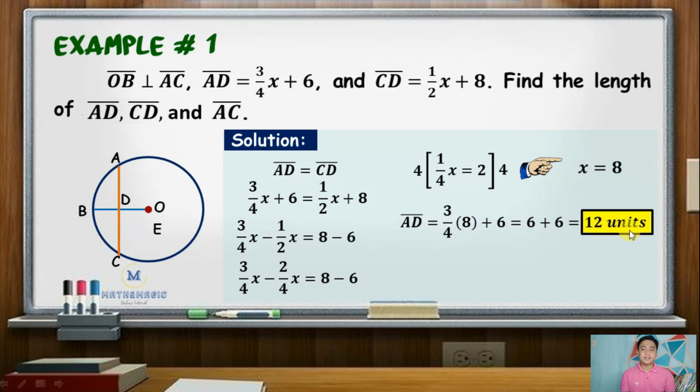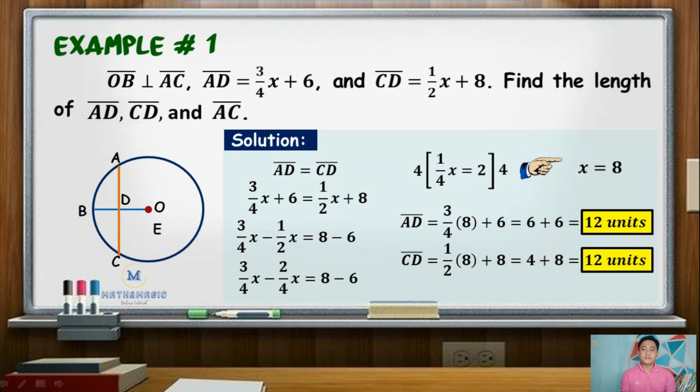Now for segment CD, it will be 1/2 times 8 plus 8. 1/2 of 8 is equal to 4. Adding 4 and 8, the sum is also equal to 12. This proves that the length of the segments bisected are equal.